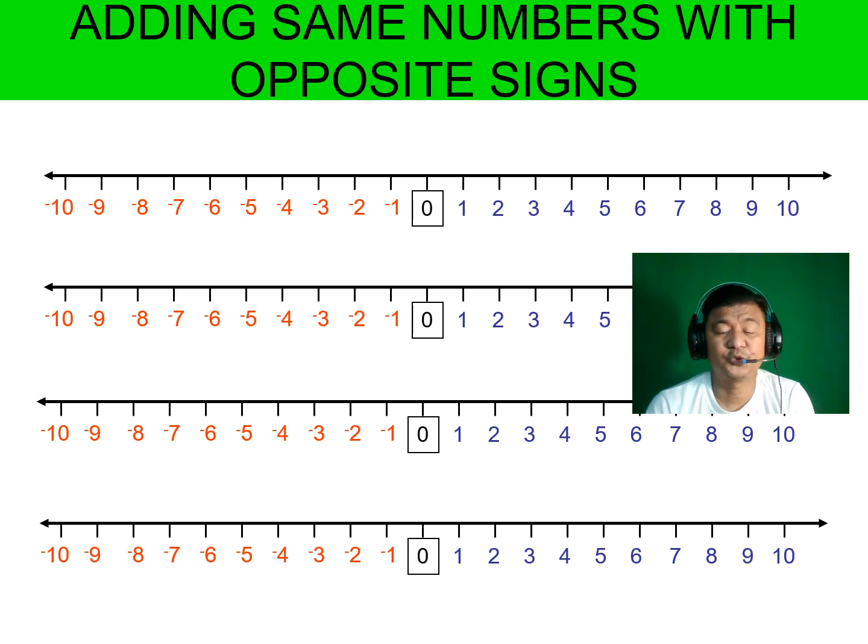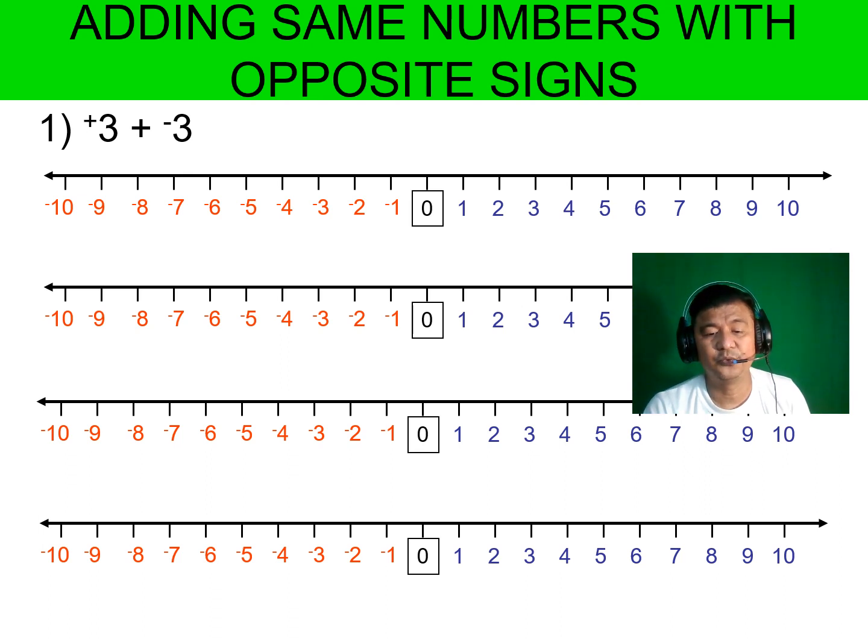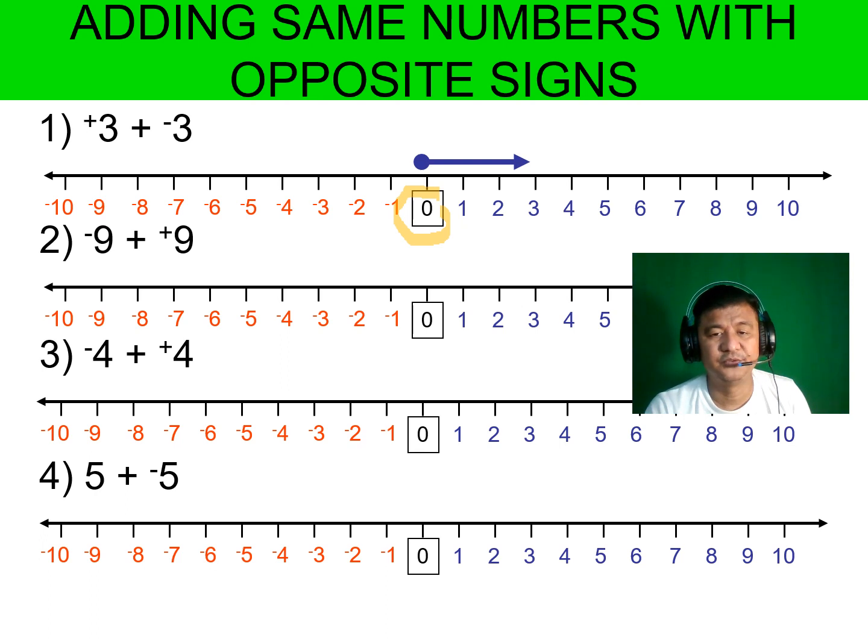Adding the same numbers with opposite sign. I think we've studied this before. So suppose you have to add positive 3 plus negative 3. Start always at 0. I repeat that. Always begin from 0. That's your starting point. Start by doing the positive 3. This one, positive 3. So that will move this way. 1, 2, 3. And then negative 3 moves the other way, because it's negative, to the left.